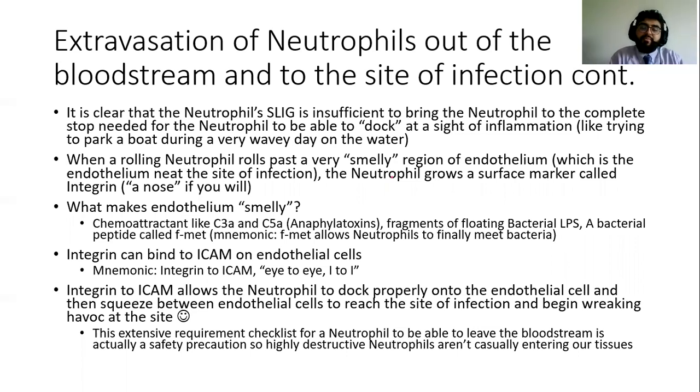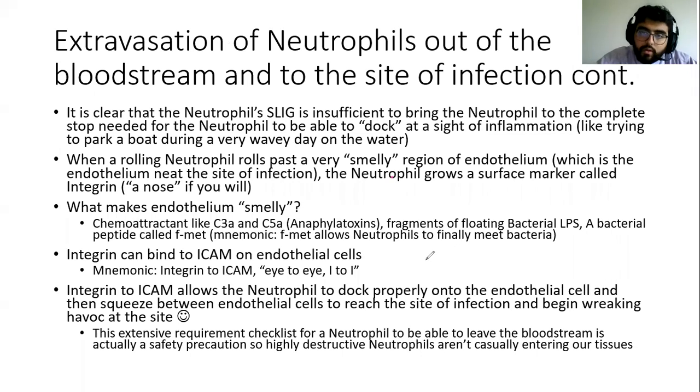In the presence of the smelly region, the neutrophil is going to grow something called integrin, right? And so integrin will bind ICAM. Remember ICAM from before? So remember, we have SLIG to L-selectin. Now you have integrin to ICAM. Upon binding ICAM, ICAM is basically like the key that the neutrophil needs to be able to do some extravasation between the endothelial cells to get outside of the blood to the site of the infection.